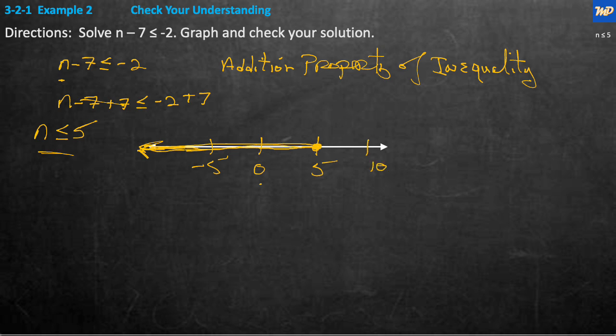Okay, so we've just done everything they've had us do. We've graphed it and checked it because yes, negative 5. If we substitute a negative 5 in here, we get negative 5 minus 7 is less than or equal to negative 2. Is that true? Well, negative 5 plus negative 7 is negative 12. And is that less than or equal to negative 2? It certainly is. So that solution is correct.